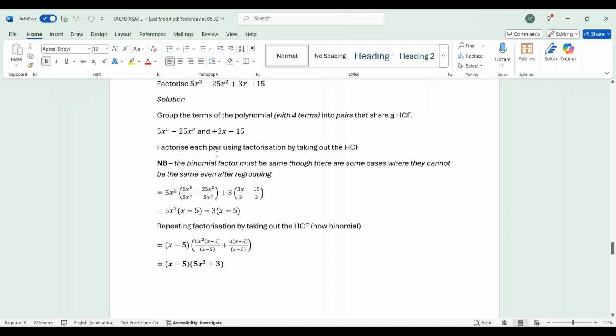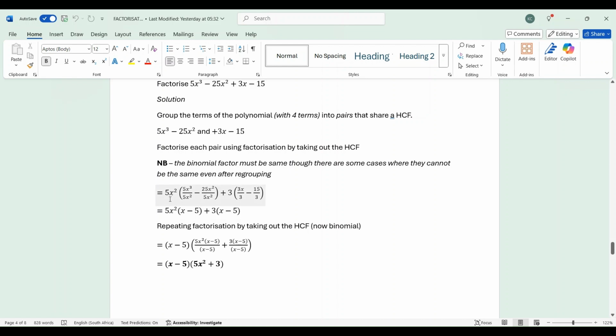Then we go to the second part here, which is plus 3x minus 15. The highest common factor of 3 and 15 is 3. Then we open the bracket: 3x divided by 3, which is the highest common factor we factored out, minus 15 divided by 3.